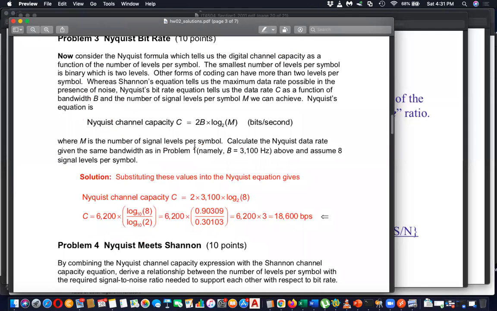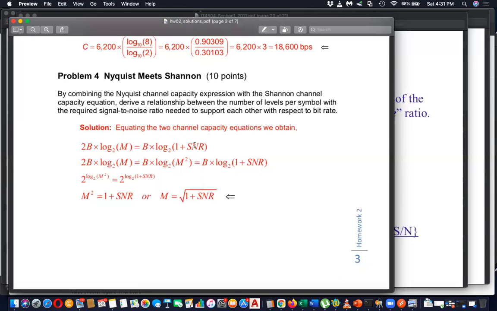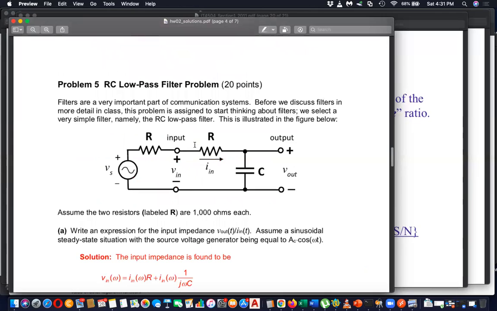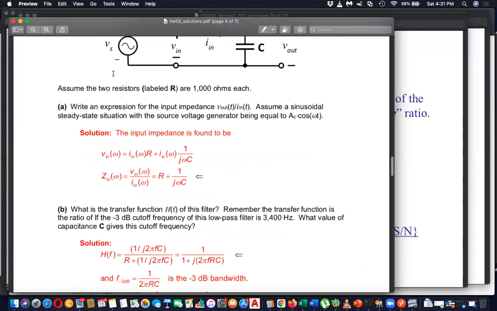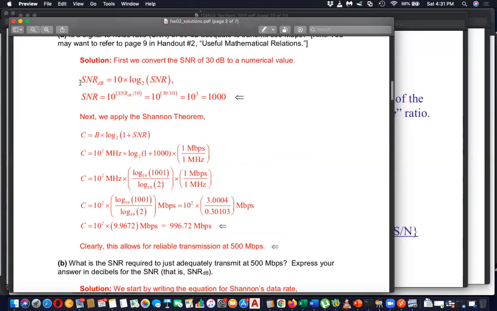Others are, I think, Nyquist bit rate and others. You check it. I think it's not much difficult, but questions like this are what come in the exam. Beyond that, it won't come.